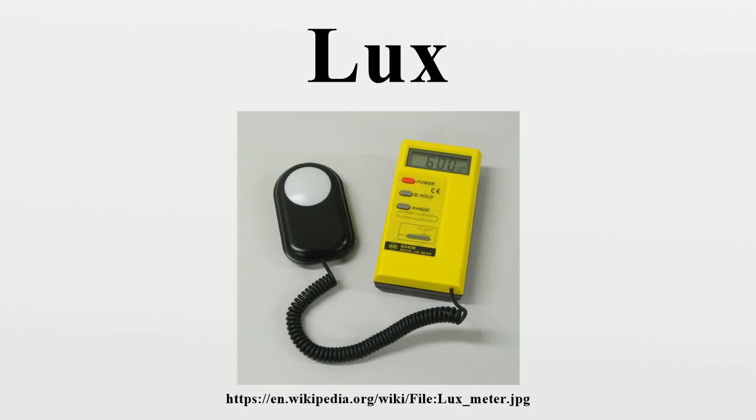The lux is the SI unit of illuminance and luminous emittance, measuring luminous flux per unit area. It is equal to 1 lumen per square meter. In photometry, this is used as a measure of the intensity, as perceived by the human eye, of light that hits or passes through a surface.